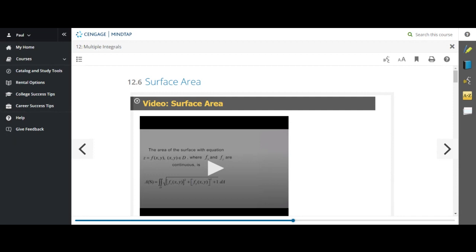But what if we wanted a more general way to find surface area? Okay. Well, section 12.6 deals with that. So let me go ahead here, and I'm going to give you a little guided tour of section 12.6, and then we'll look at an example.